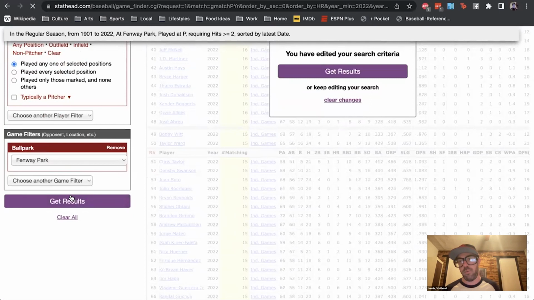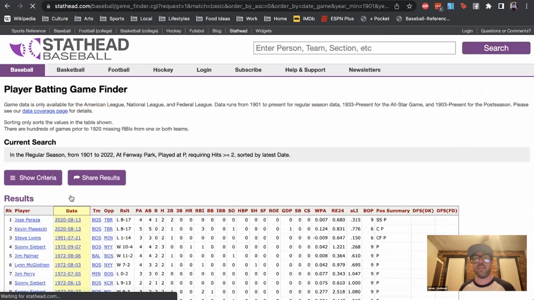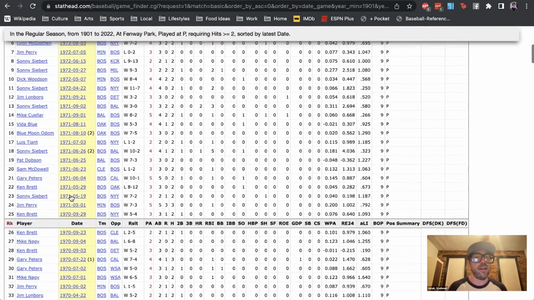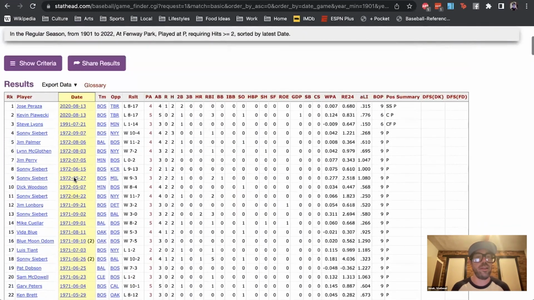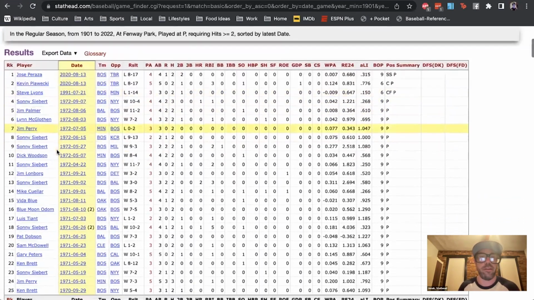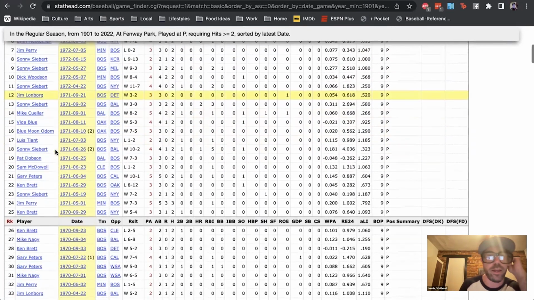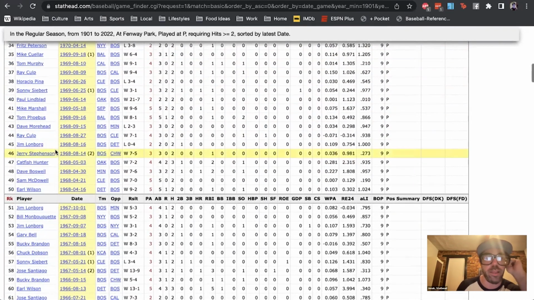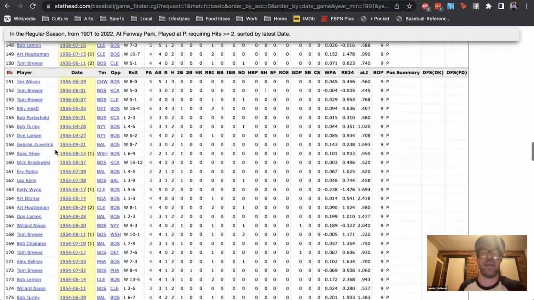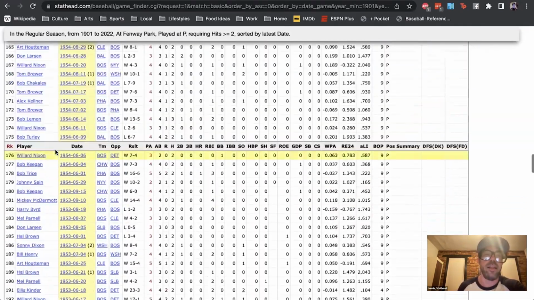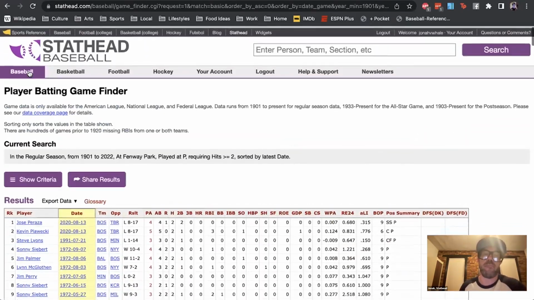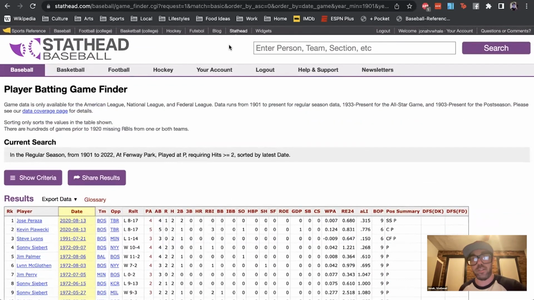So what we'll do once we get this search is export it to Excel, get it on the computer. Obviously this quickly goes back to the pre-DH era. But once we have this list, we'll export it to Excel and then go to the pitching game finder and run a similar search for pitchers who had 10 strikeouts.